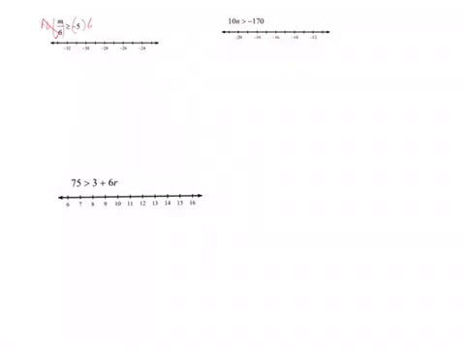These 6's reduce to 1, giving me m is greater than or equal to -30. So again, a closed circle, because it has that or equal to sign right there. And this time m is bigger than -30, so it's larger than, so it's going to be going to the right, like that.